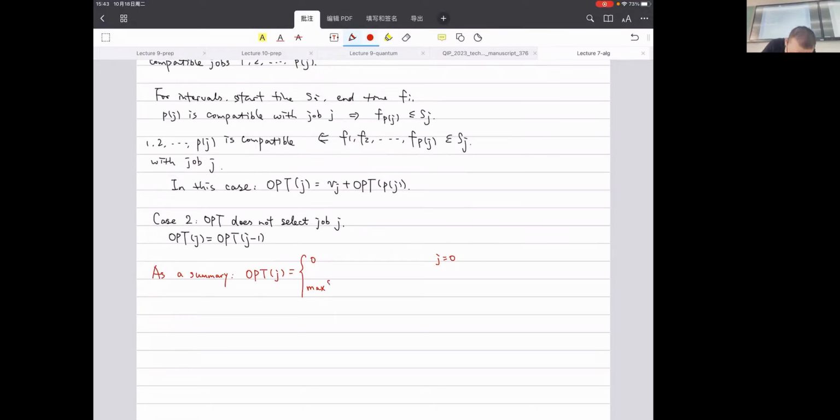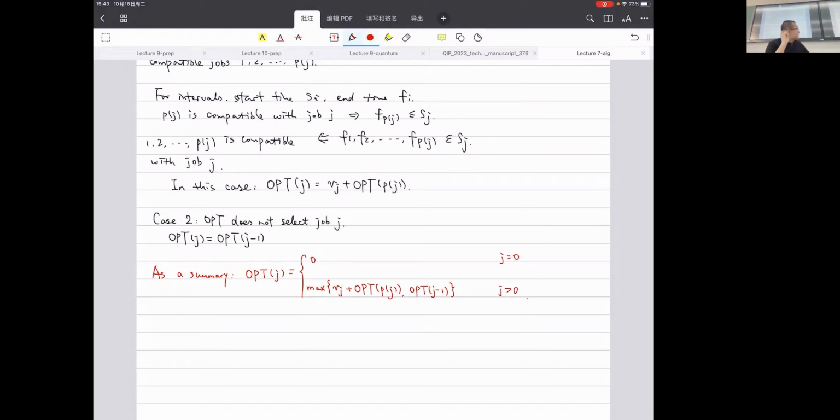So basically, we get a recurrence here. We can say that OPT j should equal the maximum of Vj plus OPT of pj, and OPT of j minus 1, for all j larger than 0. I guess there is a bracket here.